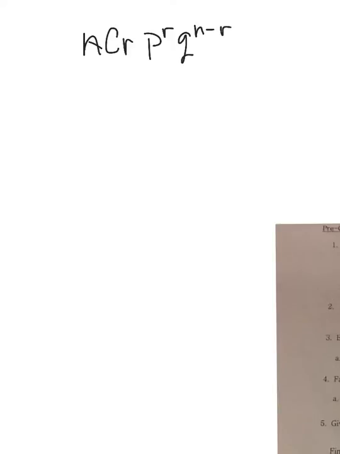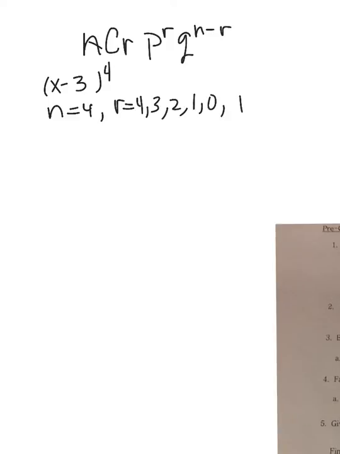Alright, so for the first one we are doing here x minus 3 to the 4th power. Okay, so we have n is going to be 4, that's your exponent. R is your exponent down to 0, so it'll be 4, 3, 2, 1, 0. P is the first term, which is going to be x. Q is the second term, which is going to be negative 3.